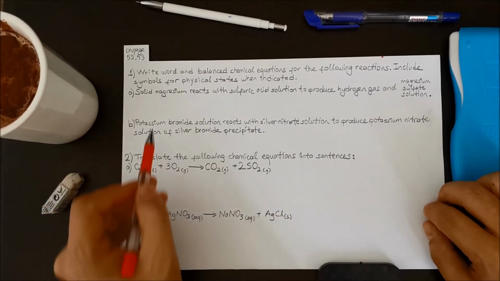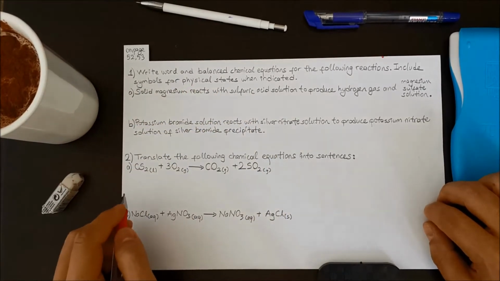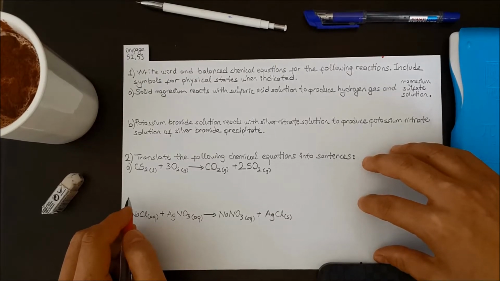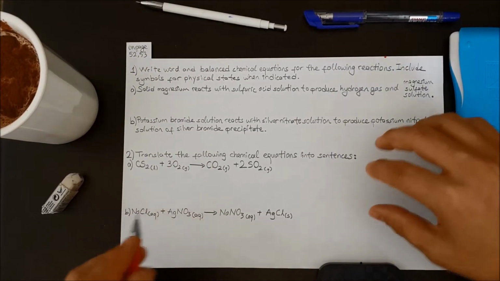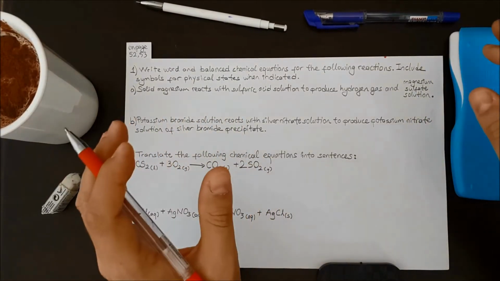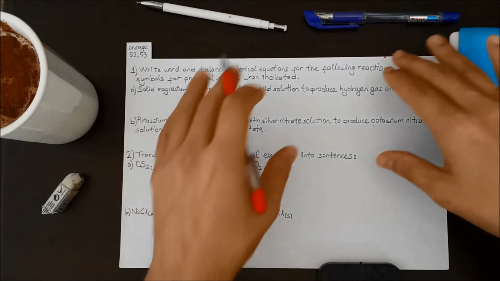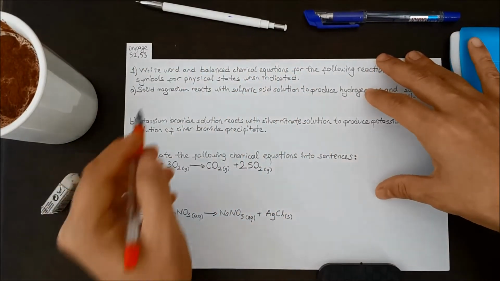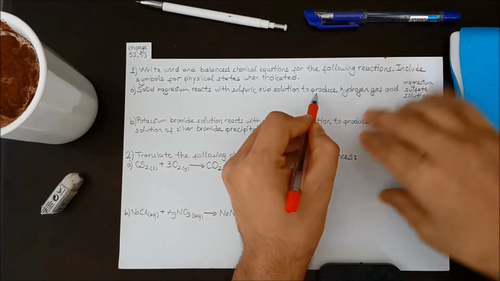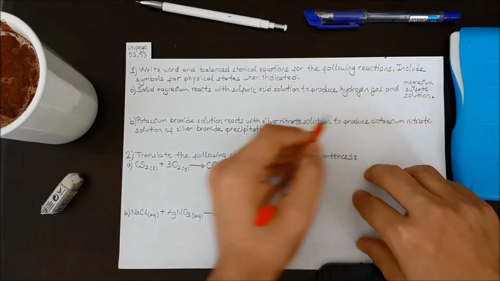In question 1, write word and balanced chemical equations for the following reactions. Include symbols for physical states when indicated. Here we should know all the correct symbols, formulas, and states for the chemicals given in the chemical reaction. Solid magnesium reacts with sulfuric acid solution to produce hydrogen gas and magnesium sulfate solution.